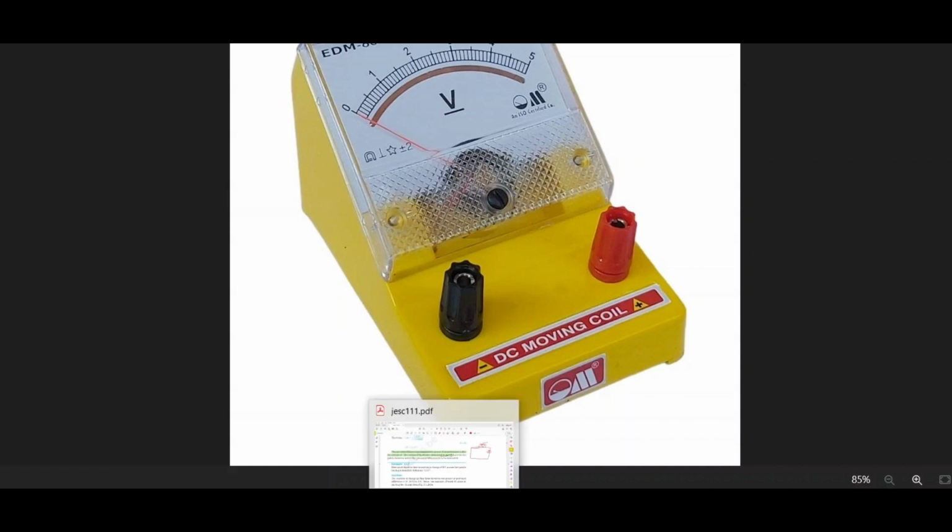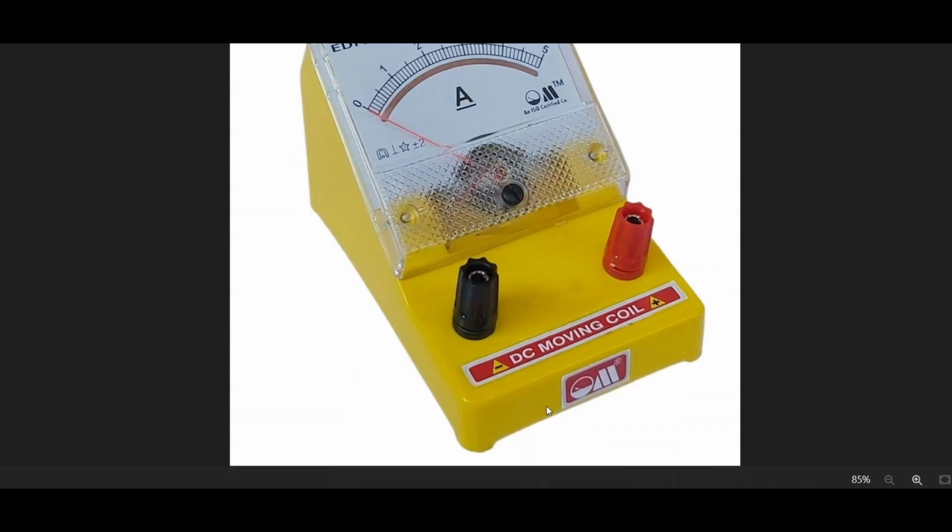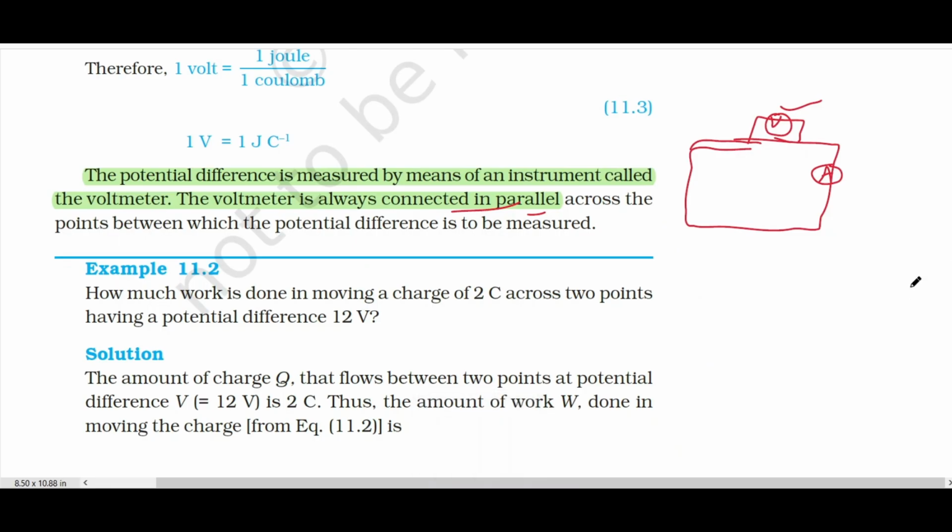Similarly, if you want to see what an ammeter looks like, this is an ammeter. In this again, you have two knobs, a black and a red one, and the needle is used to calculate the current flowing in a circuit. Okay, so these were your ammeters and voltmeters. Voltmeter is always connected in parallel, and ammeter is always connected in series.